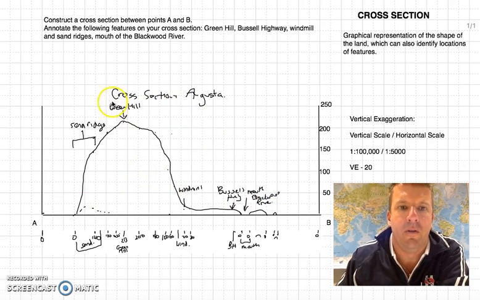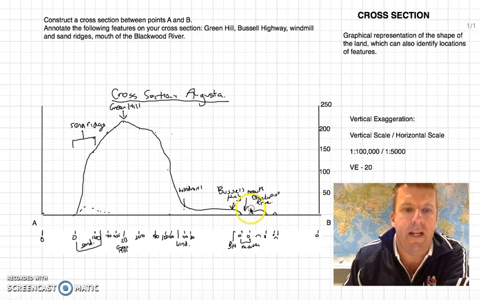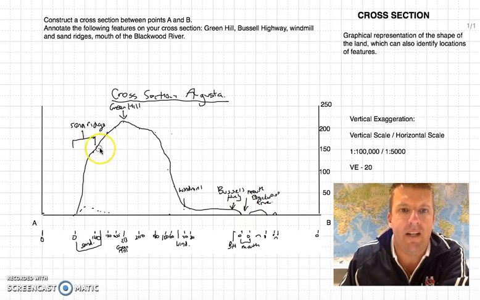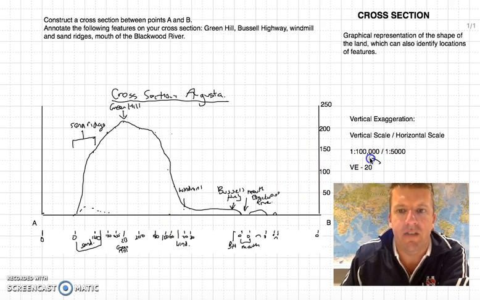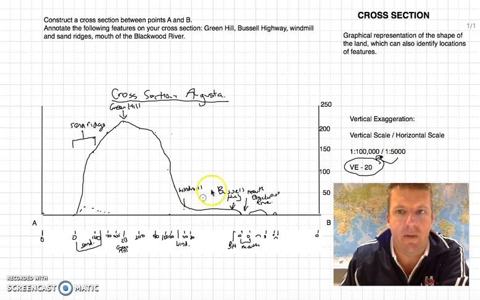I've got my title, cross section, Augusta. I've put in the shape of the land using my contour information. I've annotated it with the 5 features that I've been asked to annotate. I've got my vertical scale here, 1:5,000. I've got my horizontal scale, which is my map scale. I've got my vertical exaggeration, which is here, which is dividing the horizontal scale by the vertical scale. So that's 5,000 into 100,000, or simplifying the fraction, and that's how I complete my cross section.